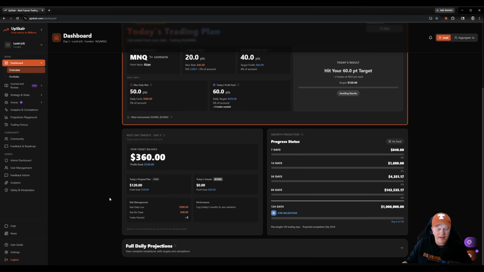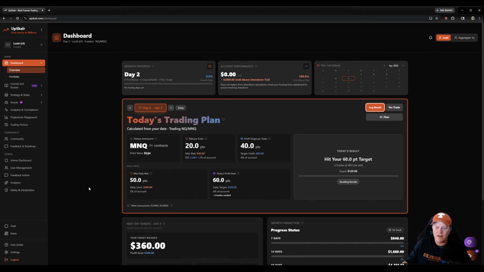Okay, so that is the dashboard, and I hope this helps you get a little more familiar with all the different pieces here as you play around with it more. I think it'll make a lot of sense to you, and I hope it really does help you stay focused on your trading and your targets for the day and the amount of risk that you're willing to accept each day as well.